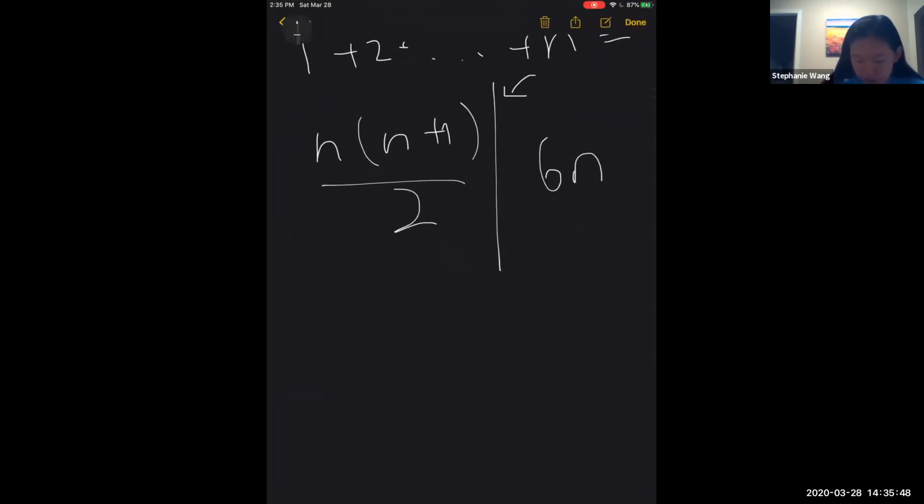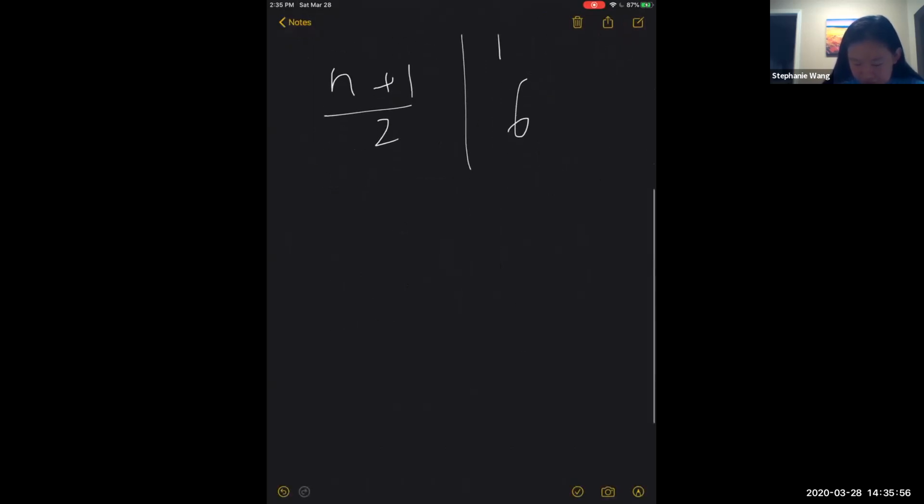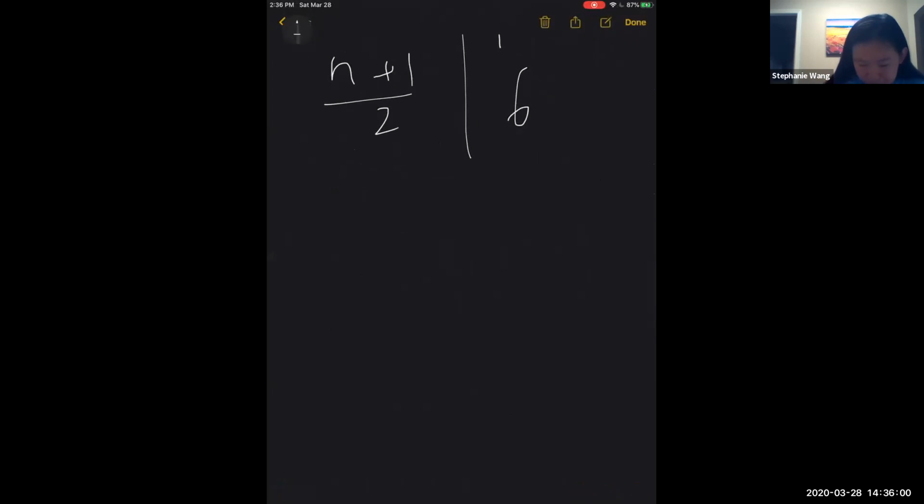Since both of these have n, we can just cancel them out. We get that n plus 1 over 2 has to divide 6. And it logically follows that n plus 1 would have to divide 12.